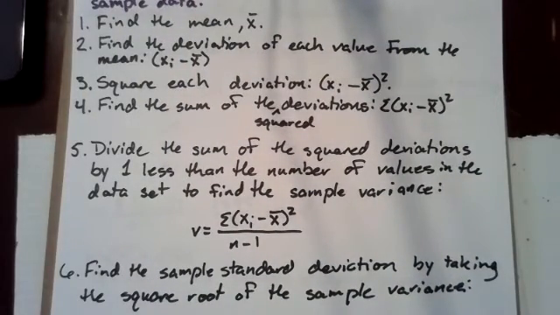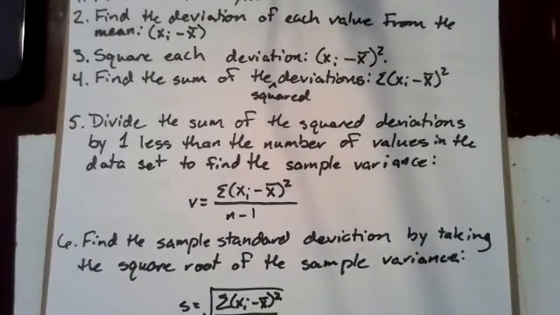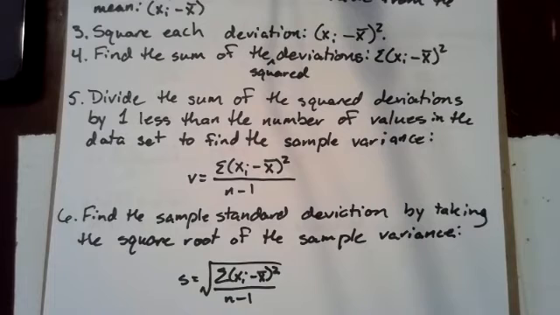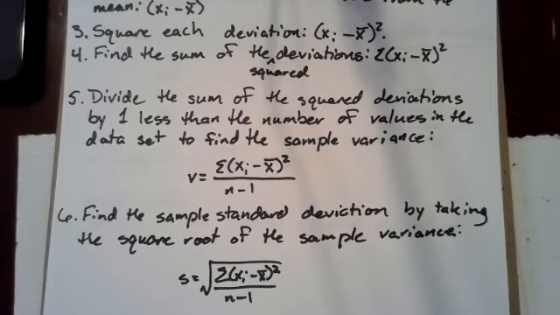Divide the sum of the squared deviations by one less than the number of values in the data set to find the sample variance. That's V equals the sum of xi minus x bar squared divided by n minus 1. And finally, find the sample standard deviation by taking the square root of the sample variance. S equals the square root of the sum of xi minus x bar squared divided by n minus 1.